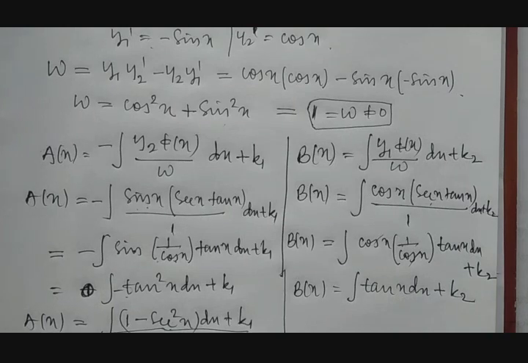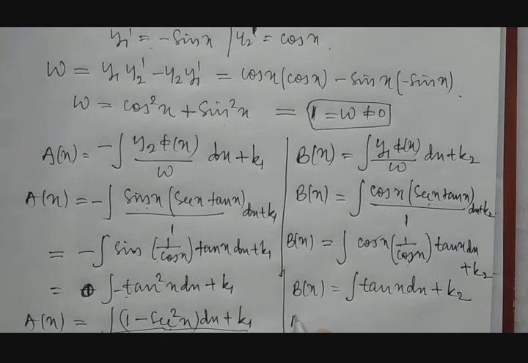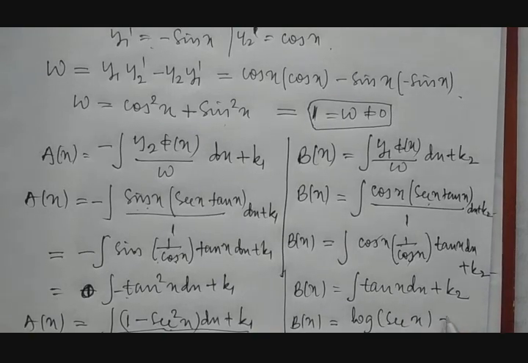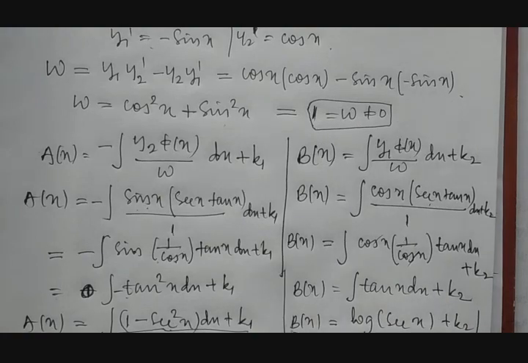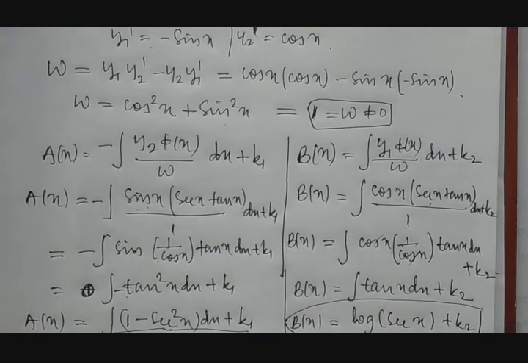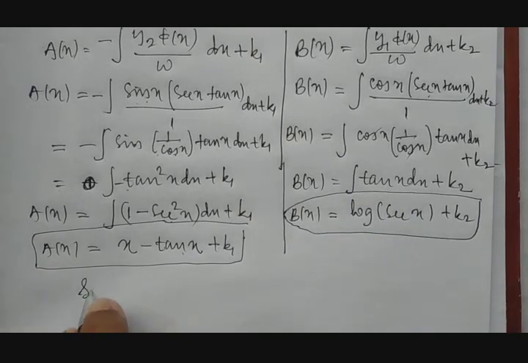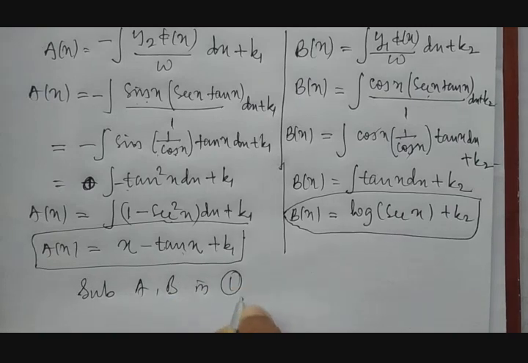Therefore, integration of tan x is nothing but logarithm of sec x plus constant k2. So this is the value of b. So we got a and b. Then substitute the value of a and b in equation number 1.